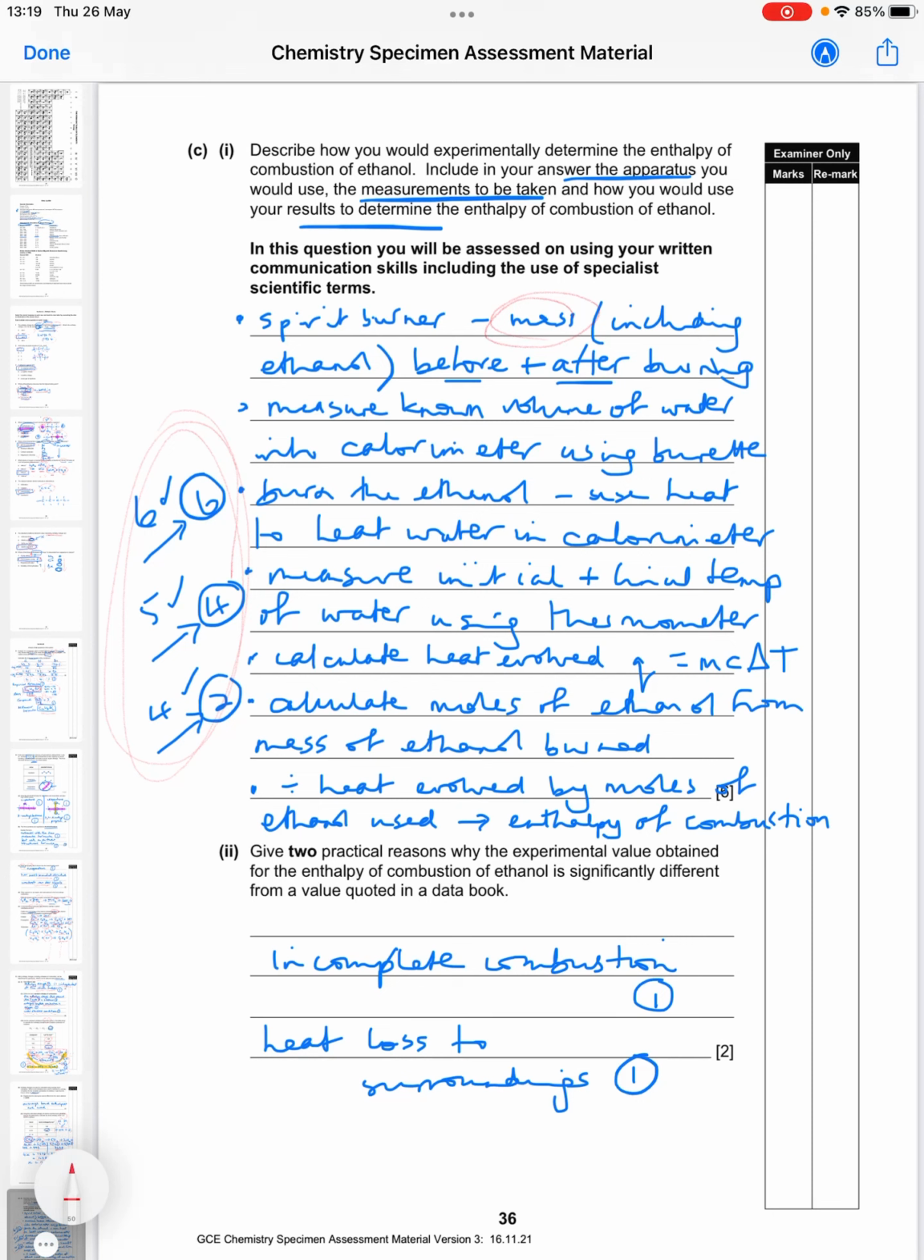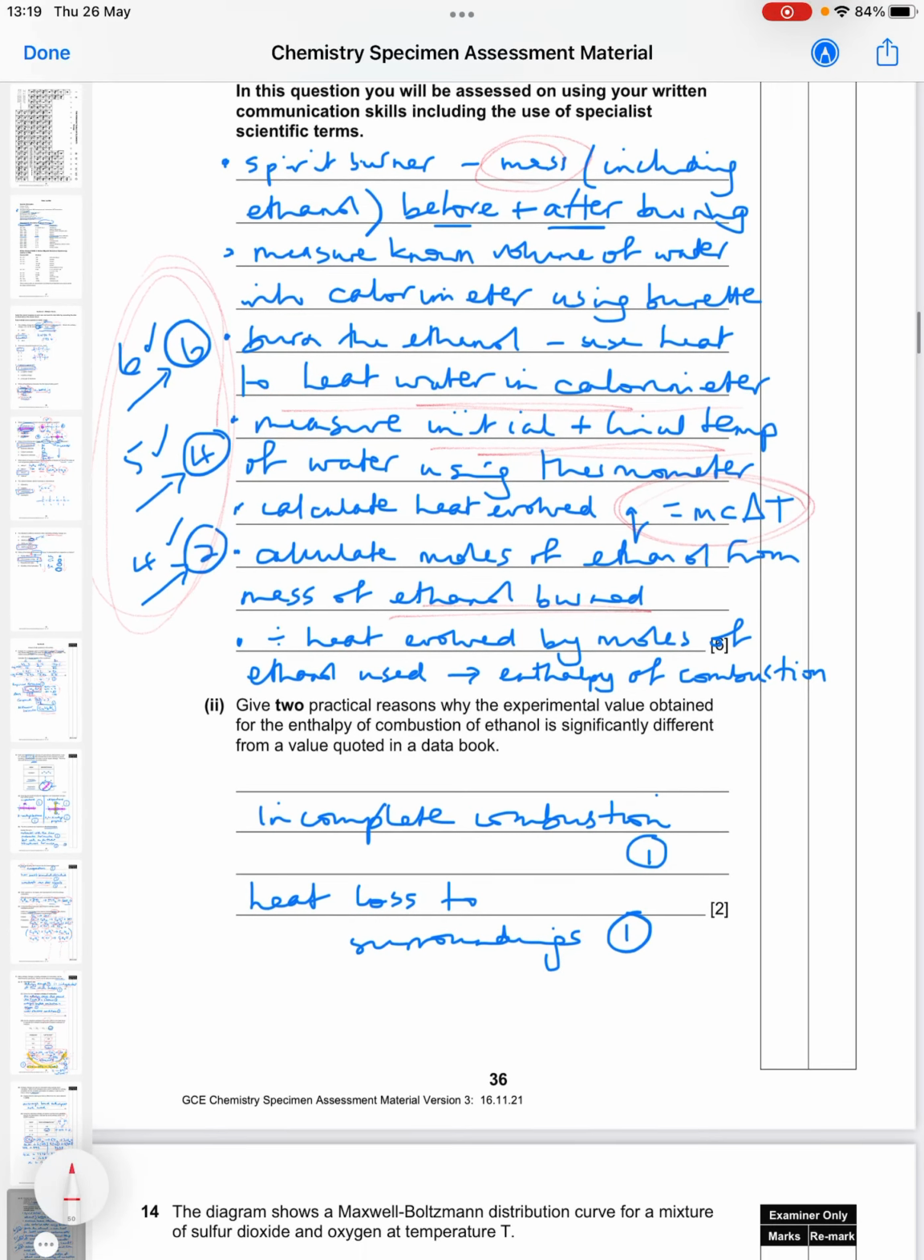Then you measure the known volume of water into the calorimeter using a burette. Then you burn the ethanol and use the heat to heat the water in the calorimeter. You measure the initial and final temperature of the water using a thermometer. You calculate the heat evolved using Q equals mc delta T. You calculate the number of moles of ethanol from the mass of ethanol burned, and then you divide the heat evolved by the moles of ethanol used, and that gives you the enthalpy of combustion.